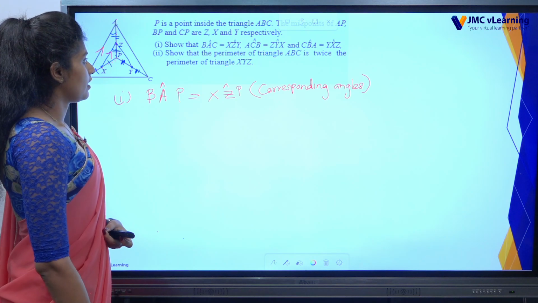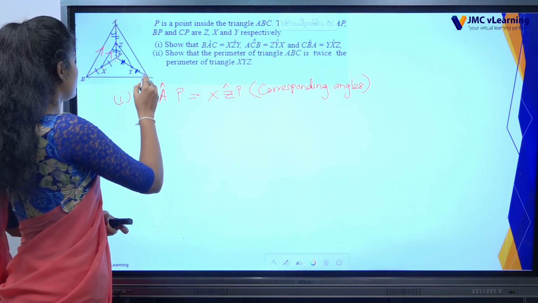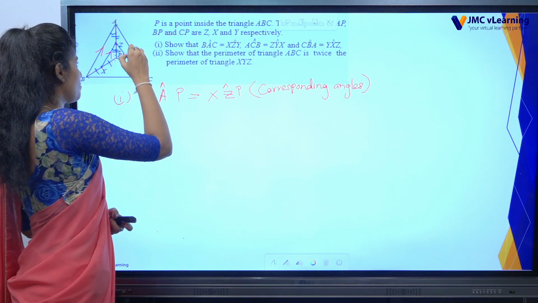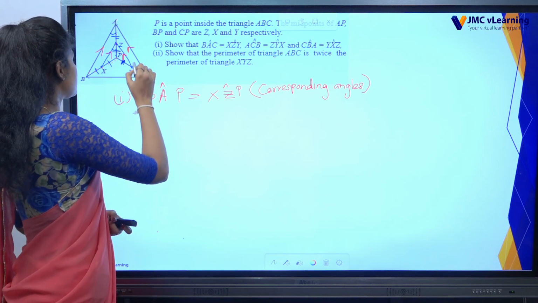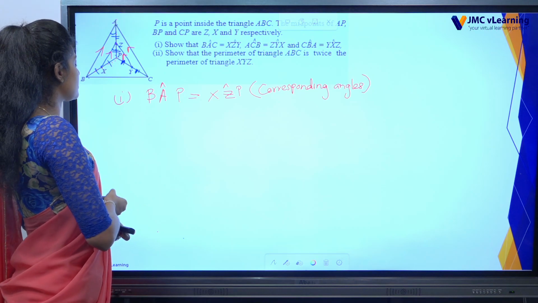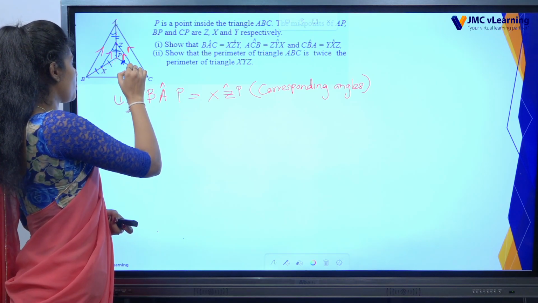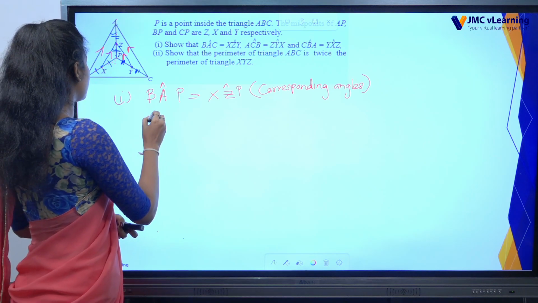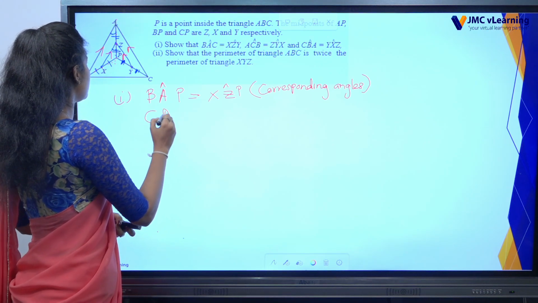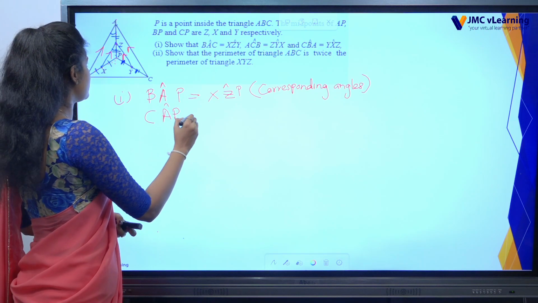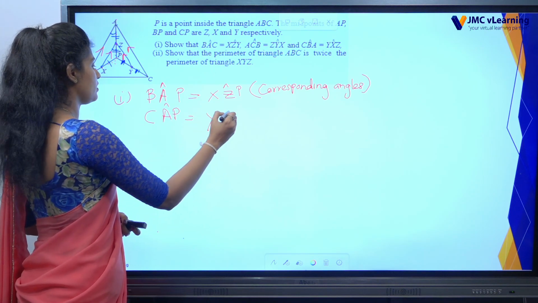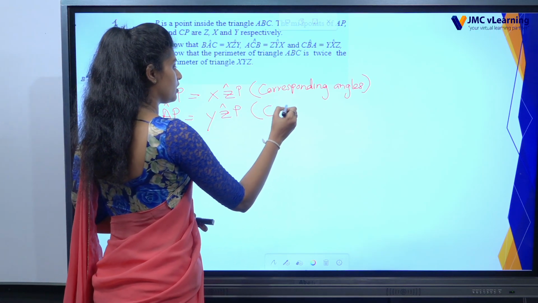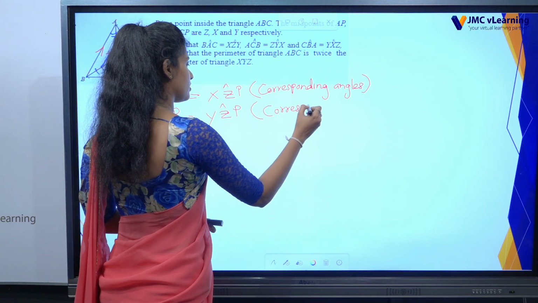Corresponding angles. Then we can say to the other side also, these two are parallel to each other. CAP is equal to YZP. These are also corresponding angles.